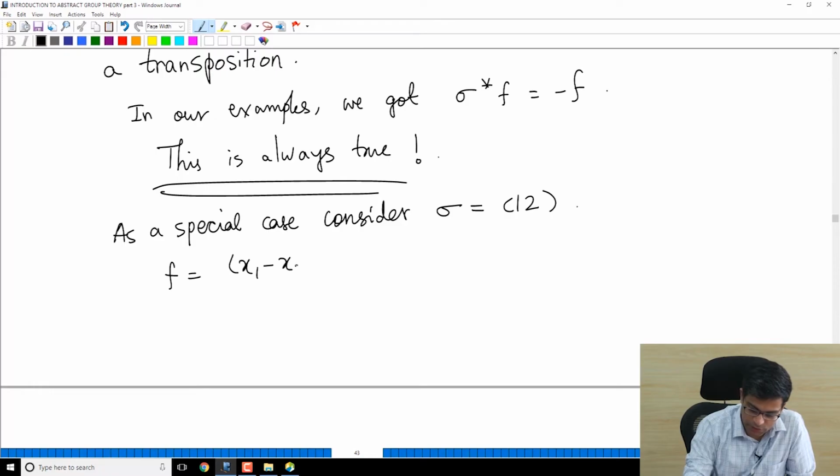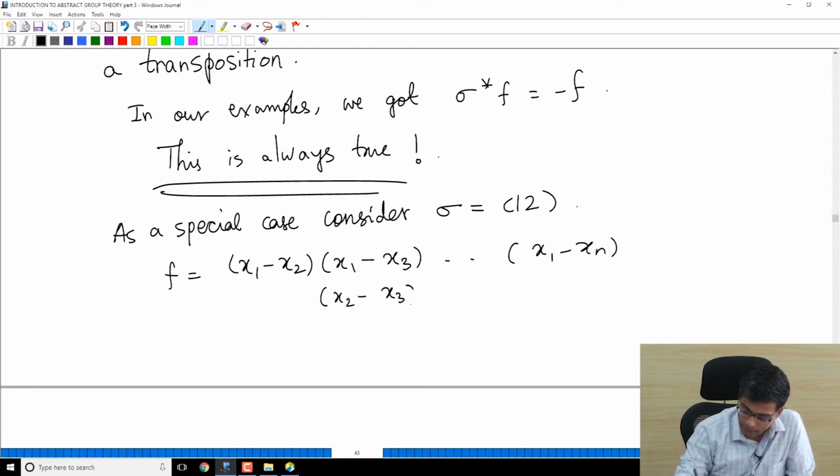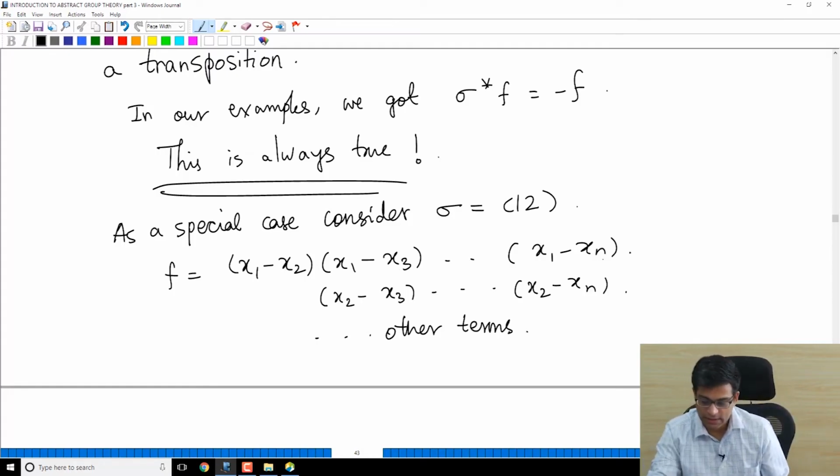f is (x1 minus x2), (x1 minus x3), up to (x1 minus xn), then you have (x2 minus x3), up to (x2 minus xn), and then you have other terms. I am only interested in terms which involve x1, x2. Right, is this clear? We have x1 minus x2, x1 minus x3, x1 minus xn, then x2 minus x3, x2 minus xn, then x3 minus x4, x3 minus x5, and so on. But the remaining terms don't involve 1 and 2, right? So I don't care about those.